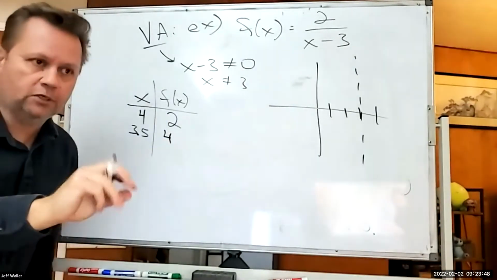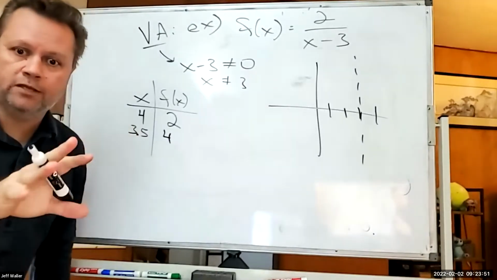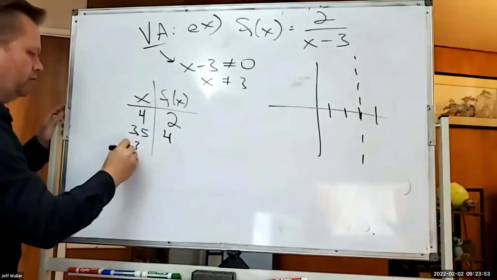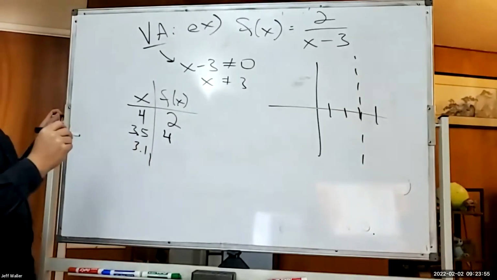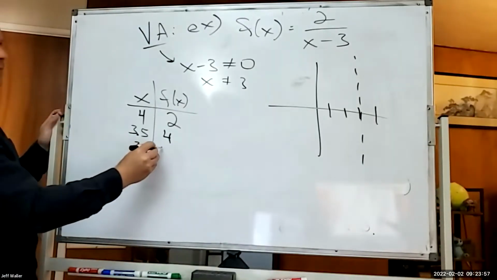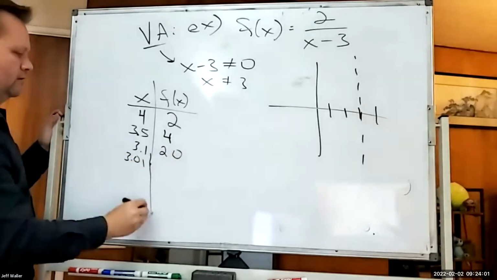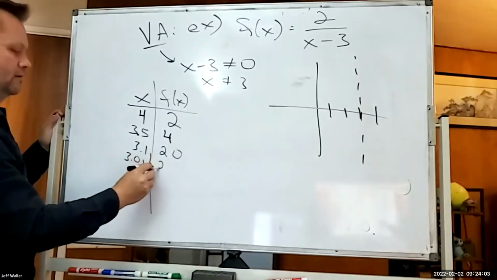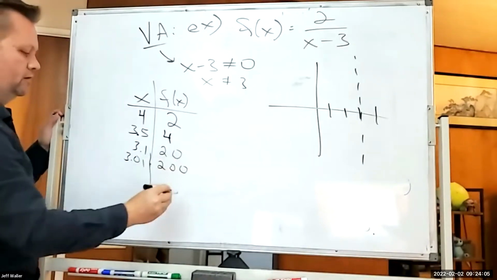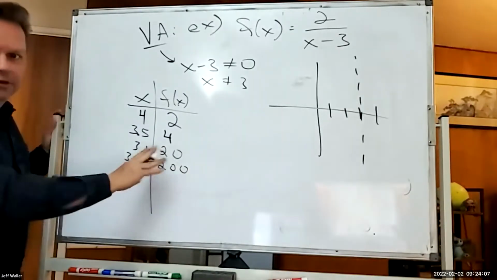Please let me know if you're not sure where something's coming from, everybody. What if I put a 3.1 in? 20. 3.01. 200. And you can already guess what's going to happen.